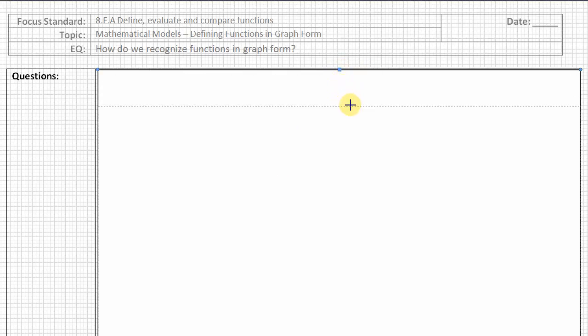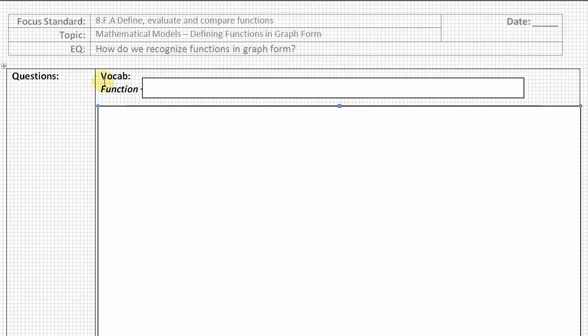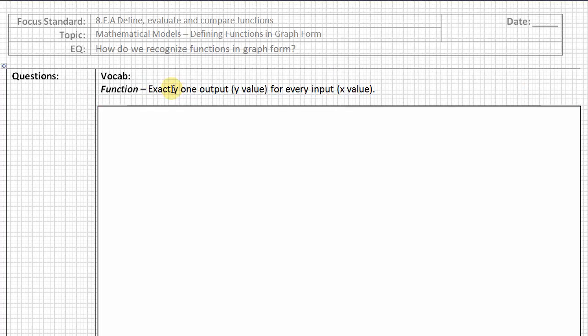So we want to make sure that we are understanding this word function that we keep using in class. By definition, a function is a relationship that has exactly one output for every input. The output values are always represented by y on the coordinate plane, and the input values are always represented by x. So today we're going to look at graphs in particular and try to find graphs that have exactly one y value for every x value.